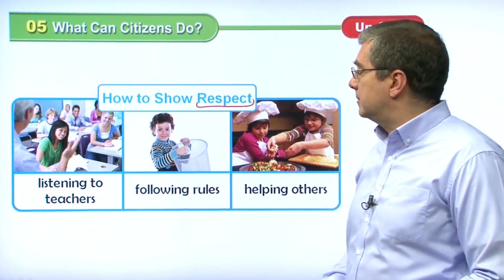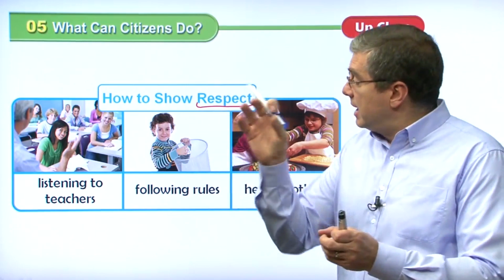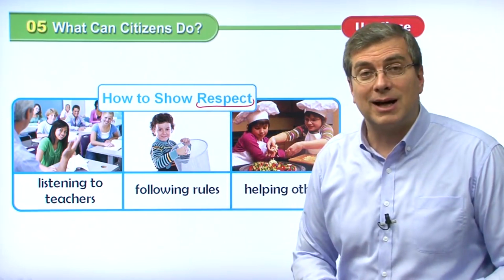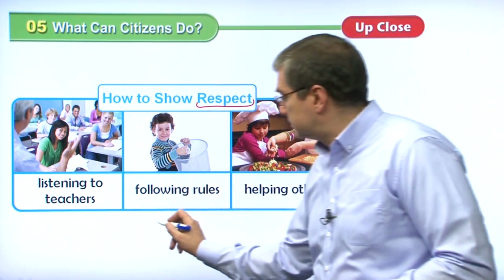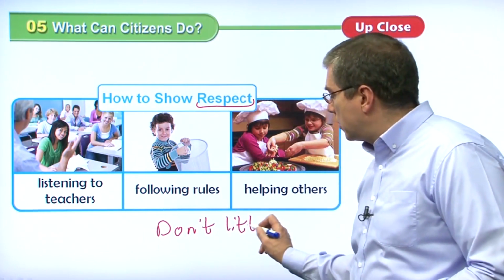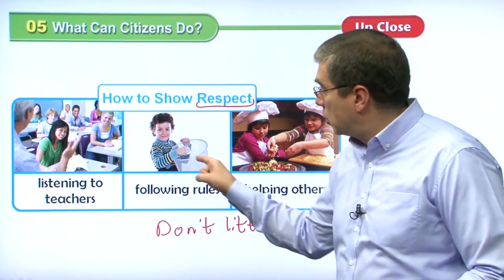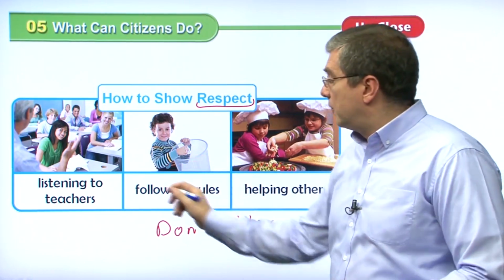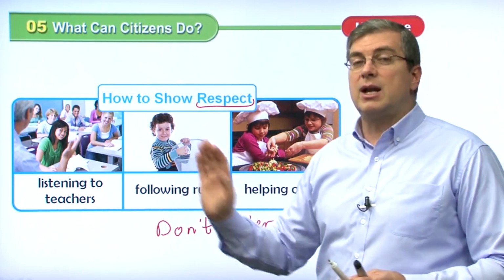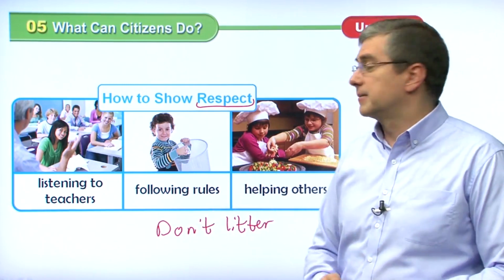Another way to show respect is to follow the rules. You see this boy, he has some trash, a piece of paper. He's putting it in the proper place, in the trash can, because that's the rule, right? The rule is don't litter. That means don't throw your trash on the ground. Put it in the trash can. So follow the rules. Don't cross the street on a red light, right? Cross the street on a green light. Following rules, following laws. That's showing respect.